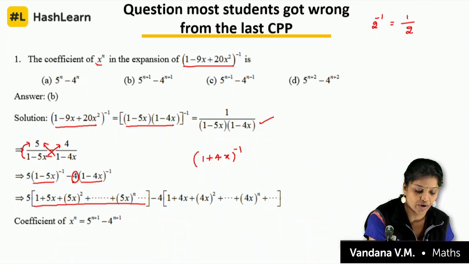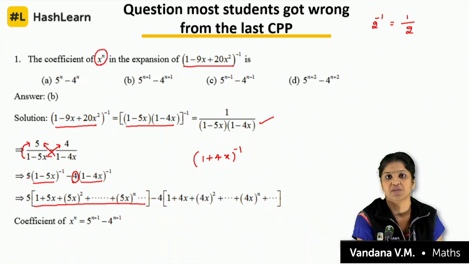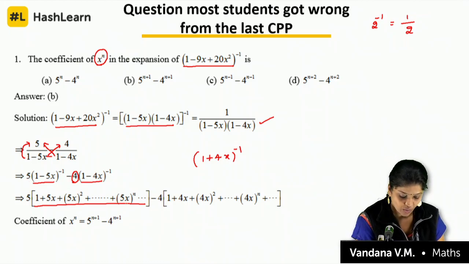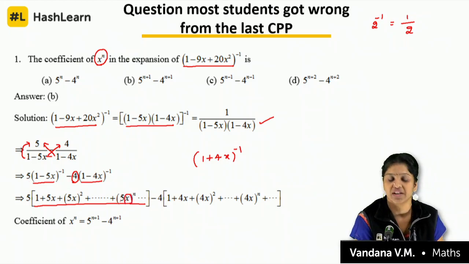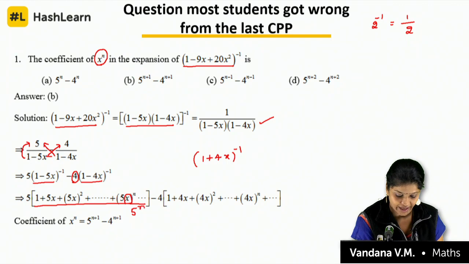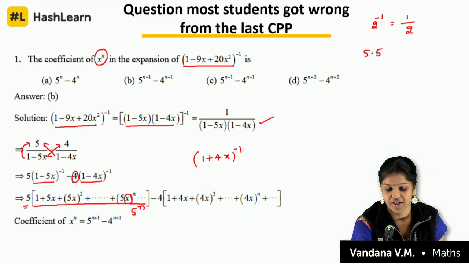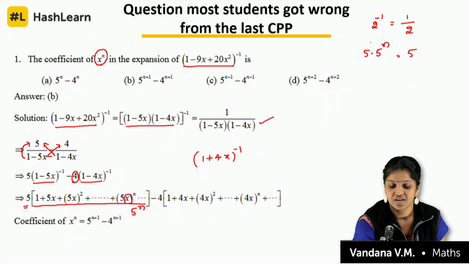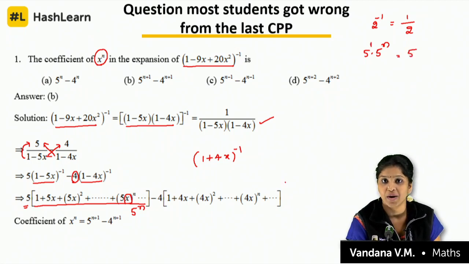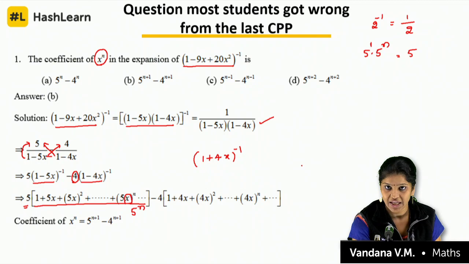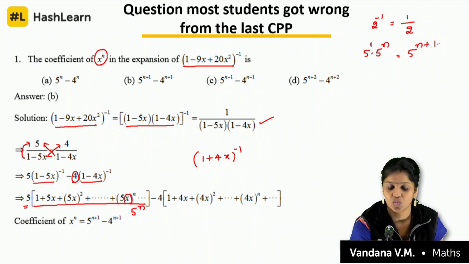Actually now what I want to find out? I wanted to find out x power n coefficient. What is the x power n coefficient, children, here? 5 power n, but outside 5 is there. So 5 into 5 power n, means whole power 1. When the bases are equal, I can add the exponents, that is n plus 1.